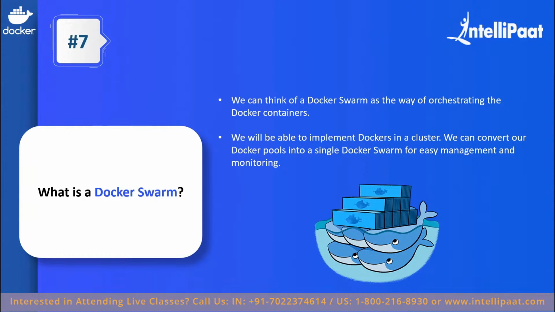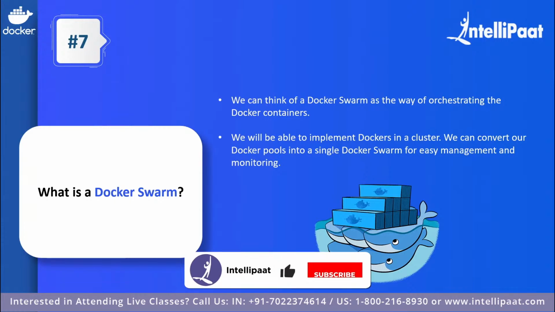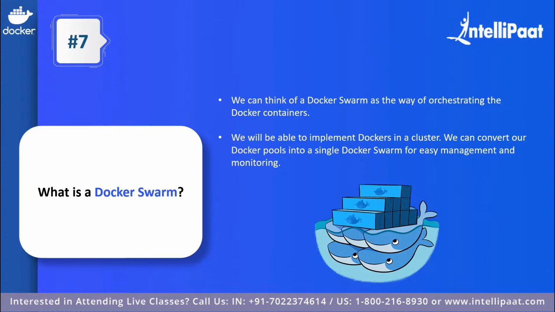So the very basic idea is that you have multiple Docker containers, because one Docker container will not do anything for you. When you have multiple Docker containers, you need to manage them, right? So to make it easier for you to manage, you can create them in a cluster as a single Docker Swarm. And when you create a single Docker Swarm, it'll be really easy for you to manage and monitor them and troubleshoot them whenever there is an issue. So this is what a Docker Swarm is.